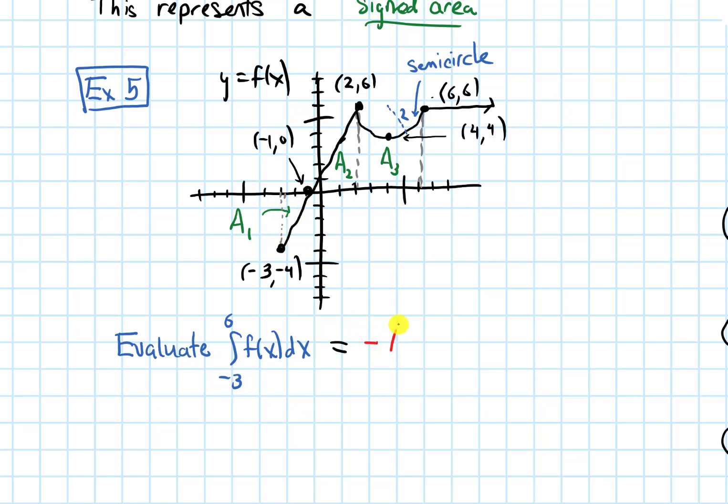So with those labels, my integral will count the area of this first triangle as a negative area. I'm going to write negative A1, because that region is below the x-axis. But the other areas will get counted as positive. So I'll have plus A2 plus A3.